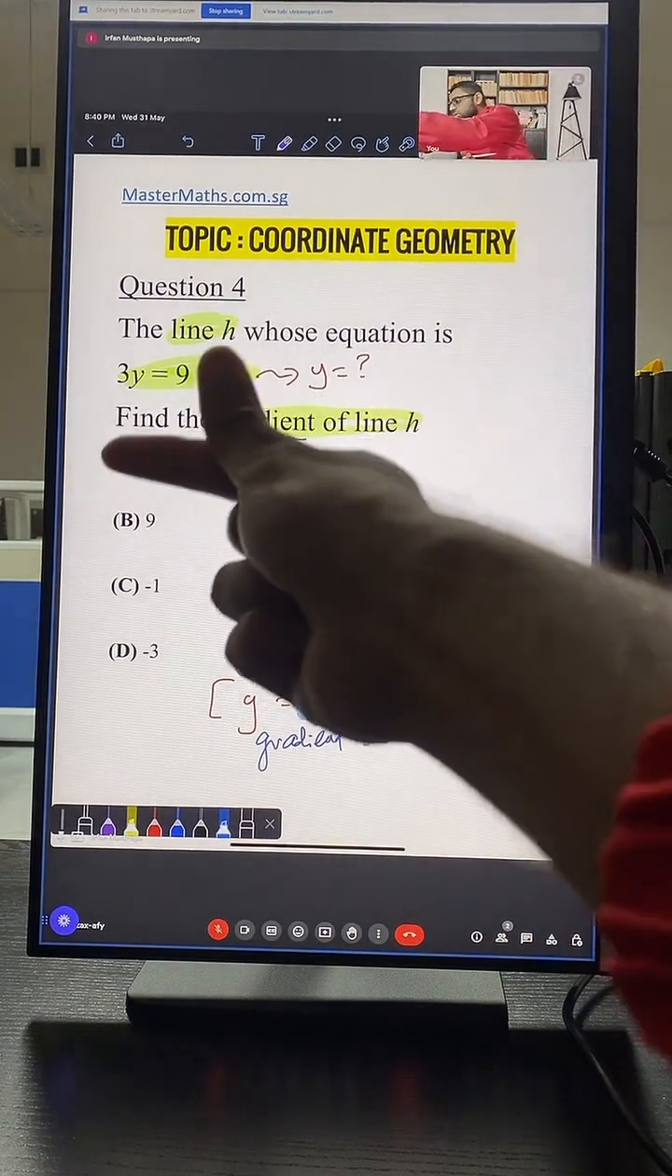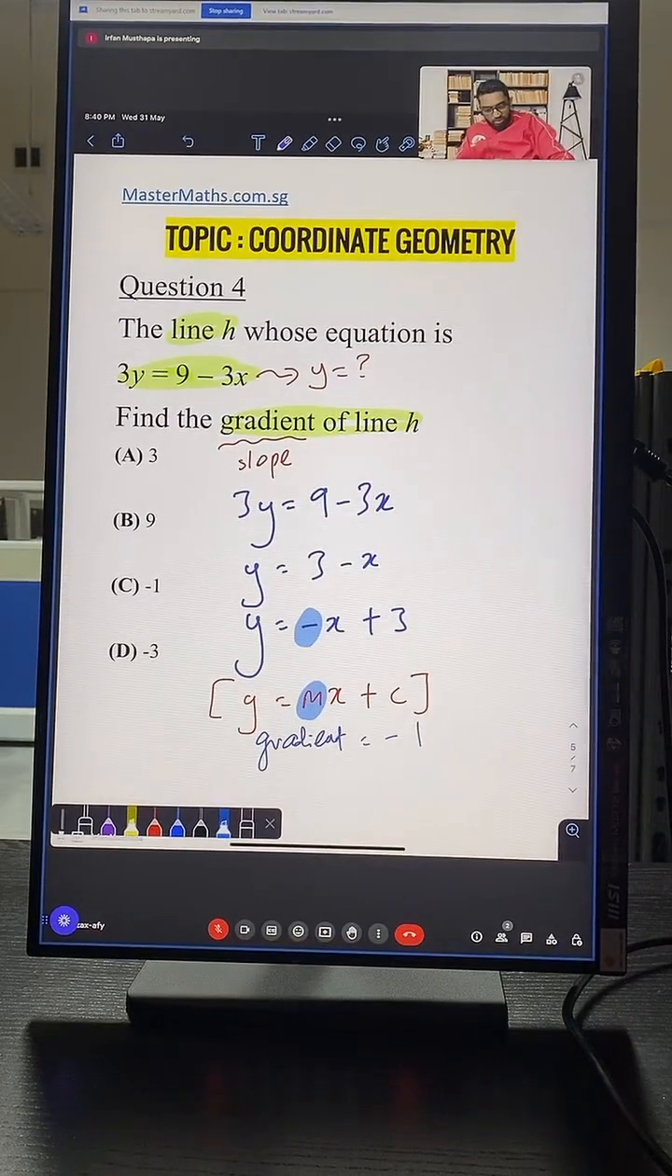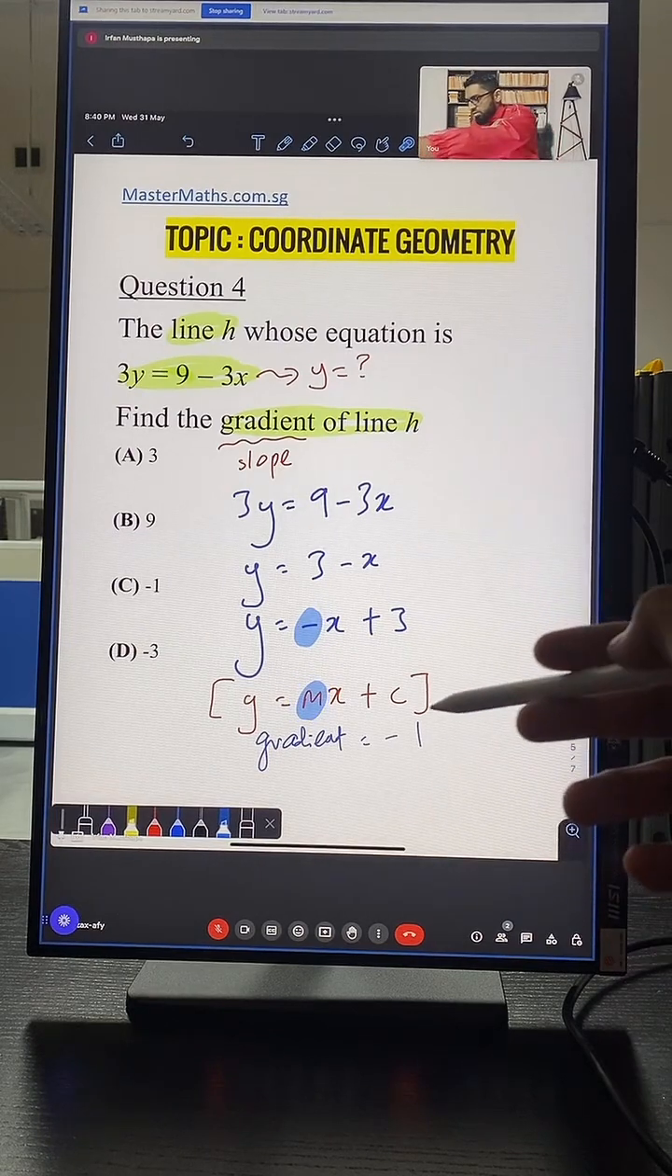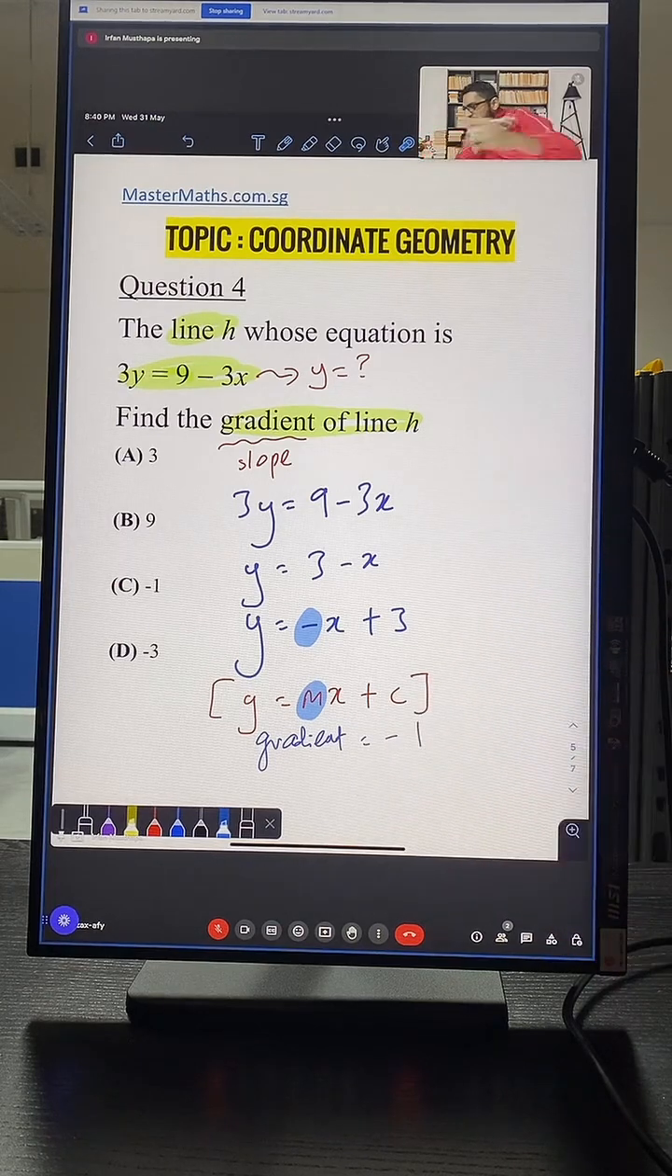Thank you so much for all the love, guys. So again, Safia, I'll explain to you. If you see a negative here, it's just -1, and that is your gradient. Your gradient will always be before x.